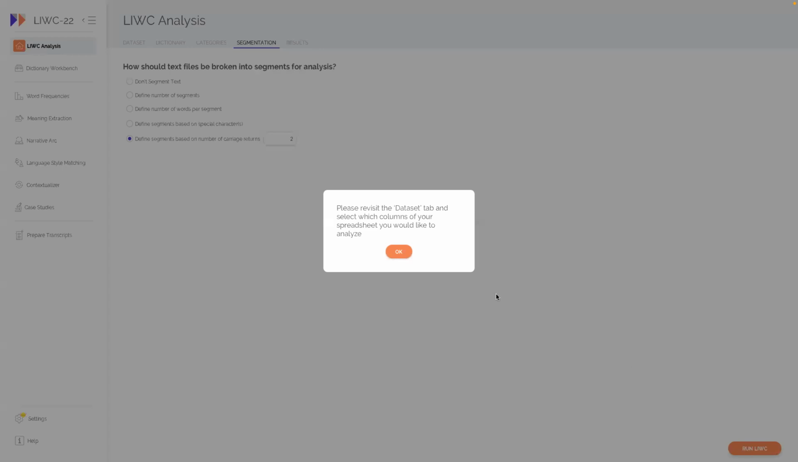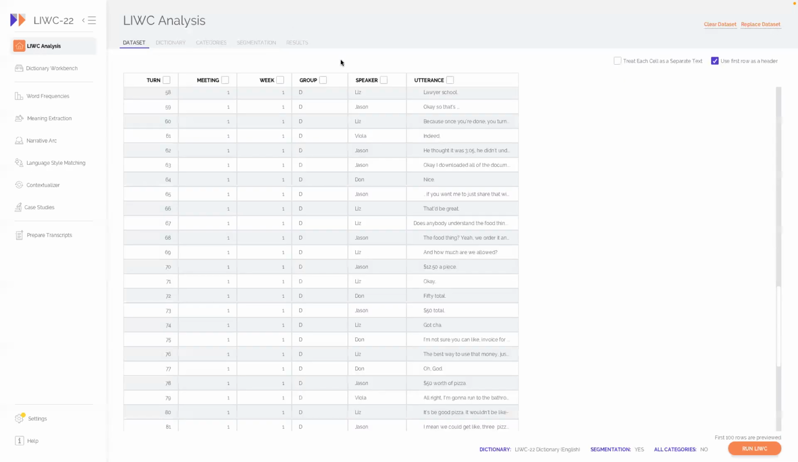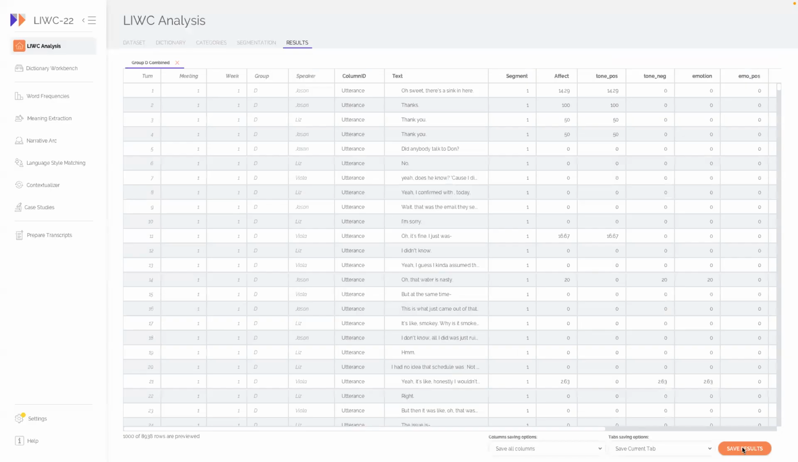I hit OK, but I didn't actually see what it says. The data set tab, and select which ones. Okay, thank you. It says use first row as a header, treat each cell as a separate text. I will do that for utterance. And so this has thousands and thousands of rows, and it was that quick. 8,900 rows, and it was that quick. And so now you have a new data set.